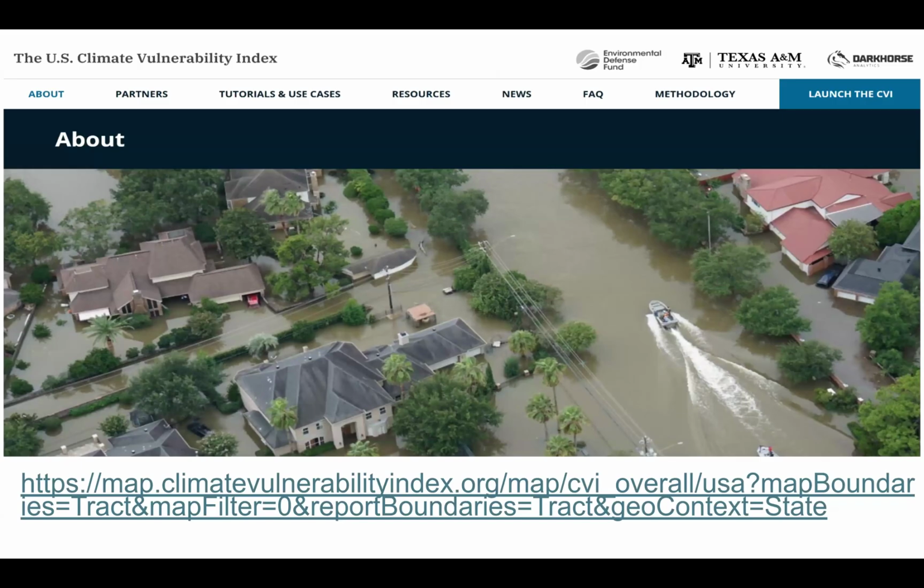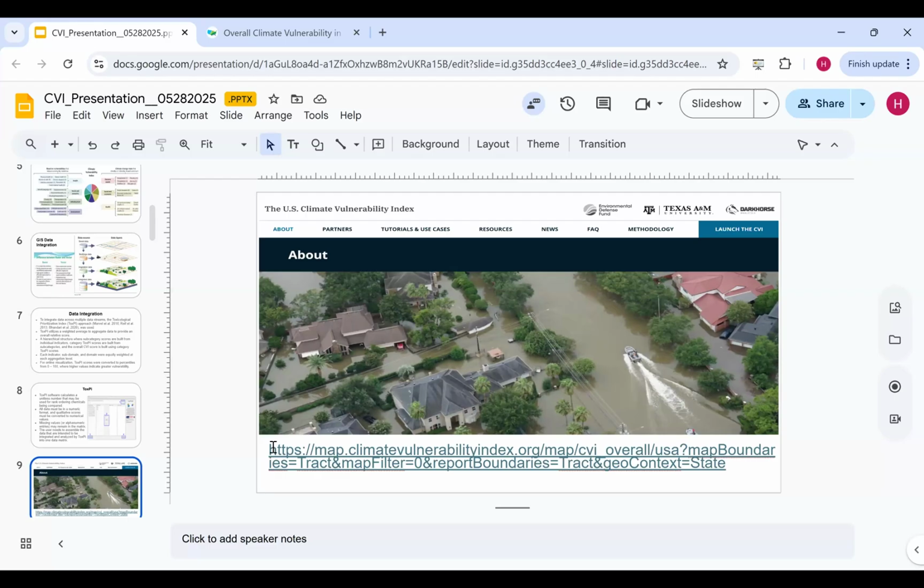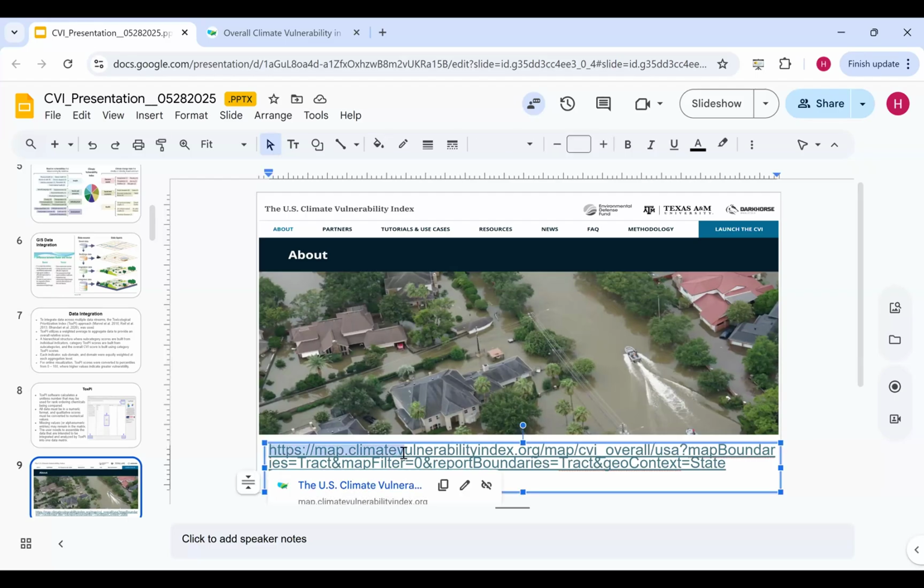So now we are going to go to the website, and everybody please go to the website. I'm going to put the link in the chat, and we will use this tool to see together. Click this link and go to that website.